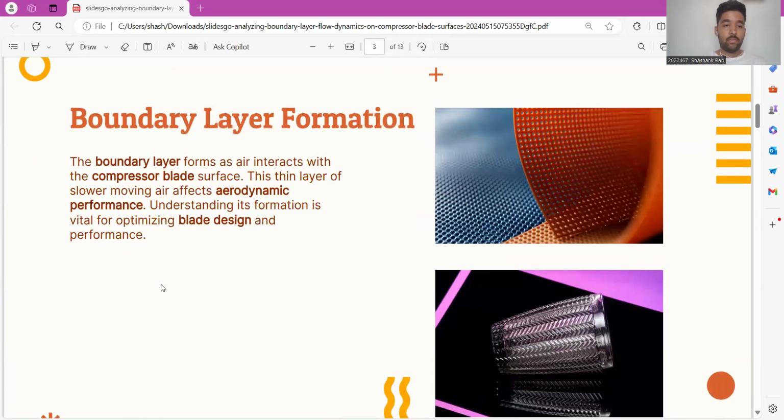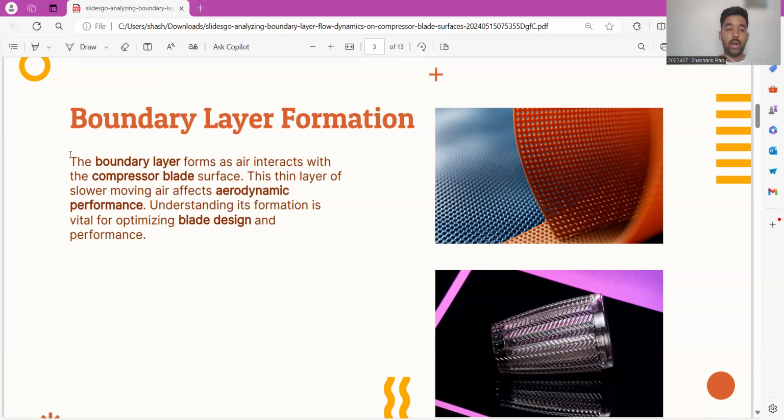Boundary layer formation. The boundary layer forms as air interacts with the compressor blade surfaces. This thin layer of slower moving air affects aerodynamic performance. When the air flows through the compressor blade, on the surface of the blade there is a formation of a boundary layer. A boundary layer is a layer which has zero velocity with respect to the surface of the compressor blade. The velocity of the airflow is negligible or relatively zero at the surface.